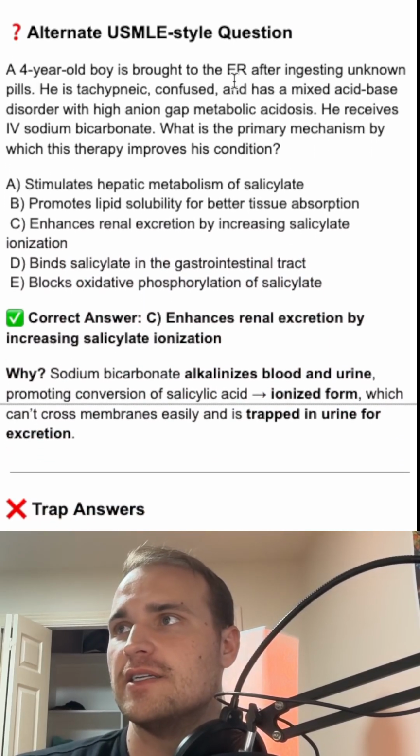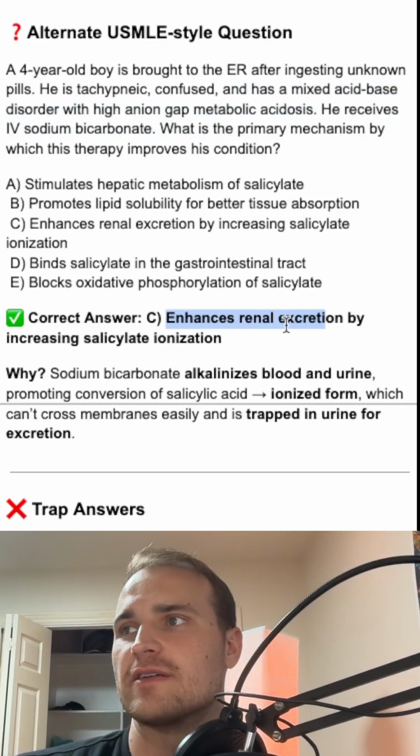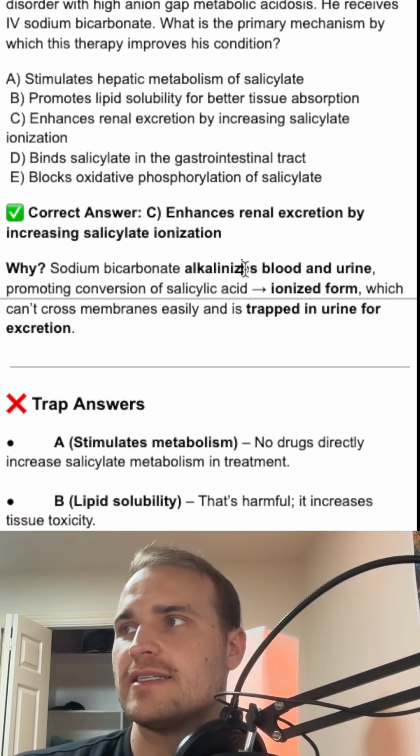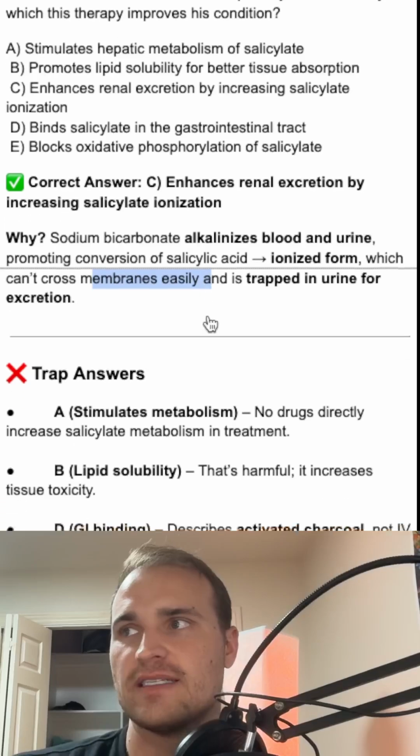So a 4-year-old ingested this stuff, and he receives this. How does the mechanism work? Enhances renal excretion by increasing salicylate ionization. So it alkalizes the blood and the urine, promoting the conversion of the acid into the ionized form, which then cannot cross the membranes very well.